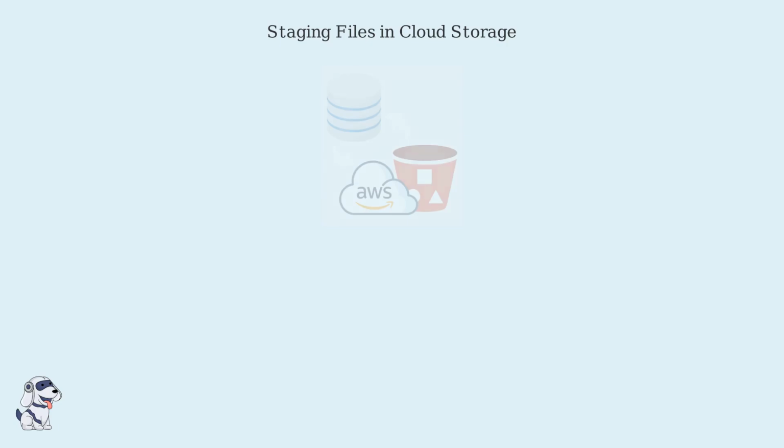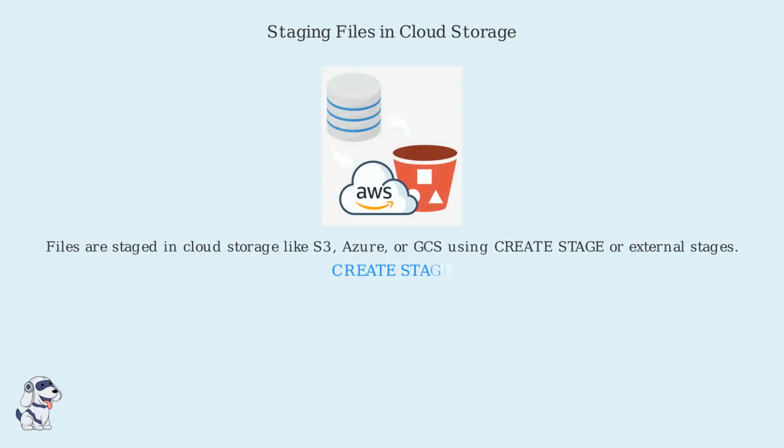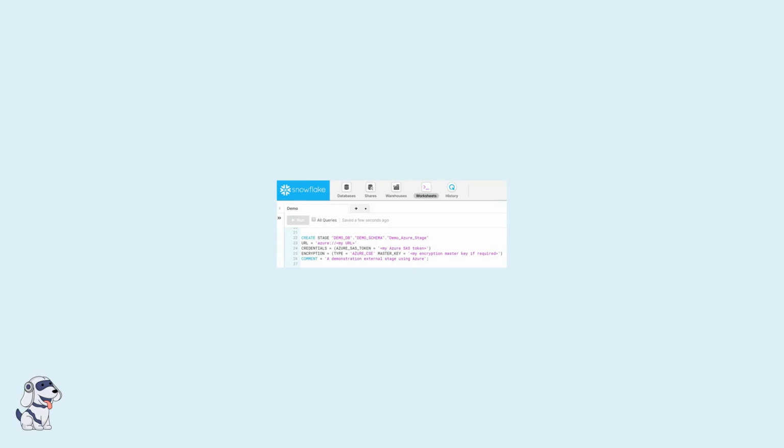The copy into process begins with staging files in cloud storage. Files are placed in services like Amazon S3, Azure Blob Storage, or Google Cloud Storage. You can create a stage using the create stage command or reference existing external stages. Here's an example of creating a stage for Azure Blob Storage. The create stage command specifies the URL, credentials, and encryption type for secure access.